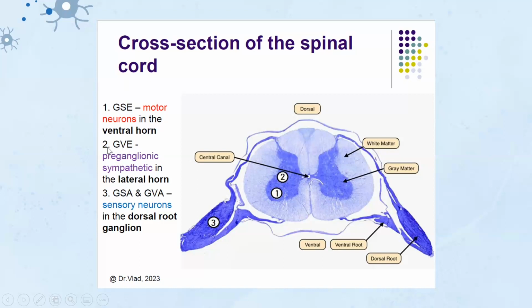Okay, this is number 2. This is what I meant by lateral horn. The general somatic afferent and general visceral afferent, these are sensory neurons. They conduct the impulses from the organs to the central nervous system. So they should be sensory in the dorsal. The sensory neurons are always in the dorsal ganglion.